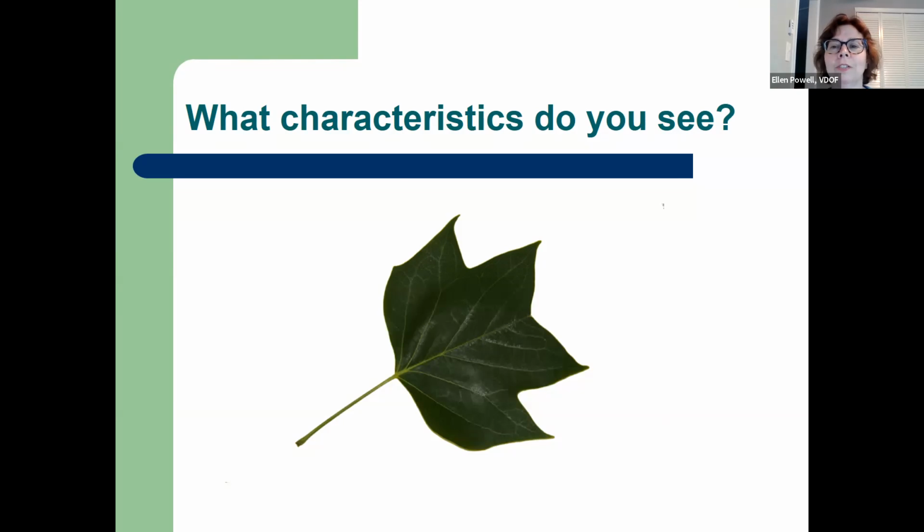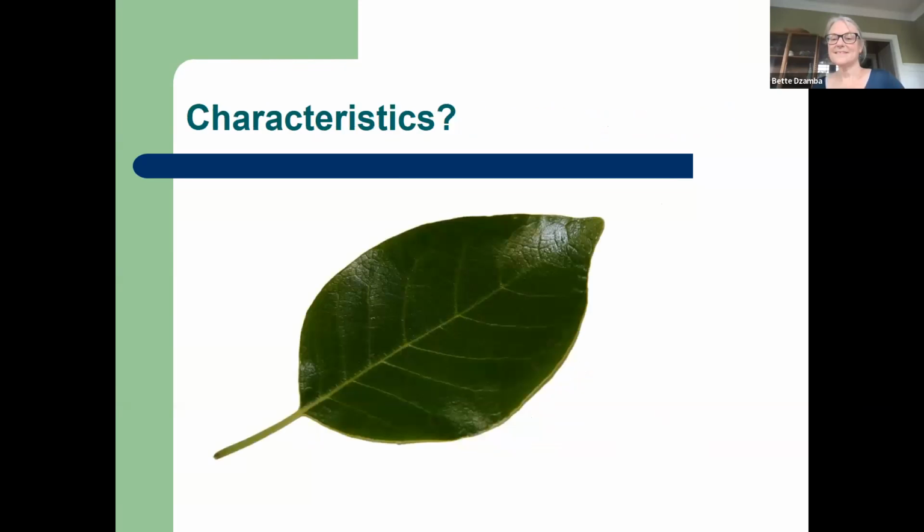In person, sort of. I'm going to hold up a twig and we're going to key it out, so I won't tell you what it is yet. Some of you probably know. Okay, how about characteristics of this one? Go ahead and type them in the chat.